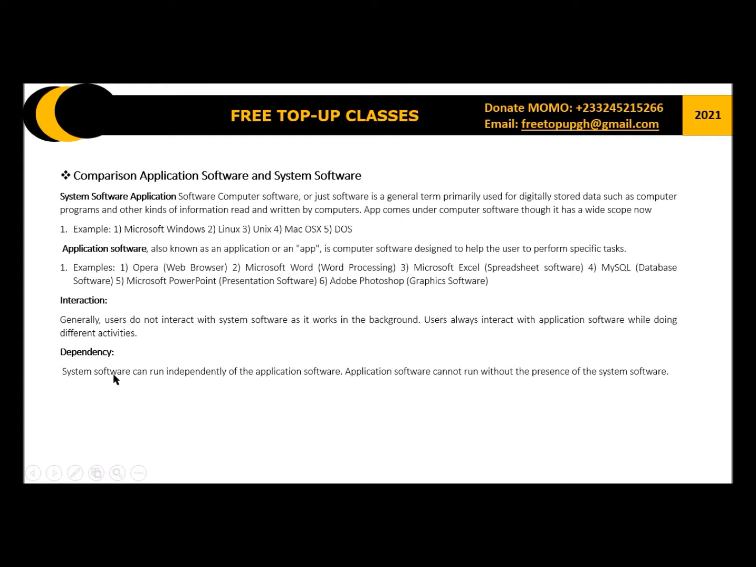Dependency: system software can run independently of the application software. Application software cannot run without the presence of the system software. Without system software, your machine can function very well because the brain is working, the heart is working, but you won't see anything unless you do installation. And after the installation, you can just watch your PC with no apps. It makes no sense. You get it? So they all work together.